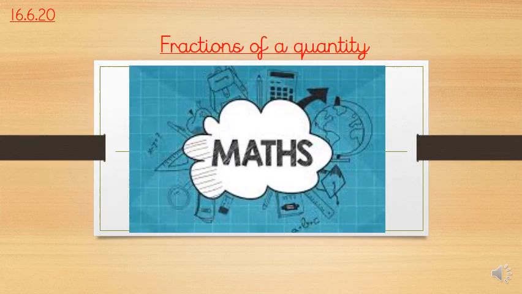So we're going to be looking today at how to find fractions of a quantity or fractions of amounts. So, for example, I have got 24 sweets and I would like to share them between my 6 friends. How many would each friend get? So you're going to try and find 1/6 of 24. Have a little think, how would you solve that question? That's what we're going to be having a look at this morning.